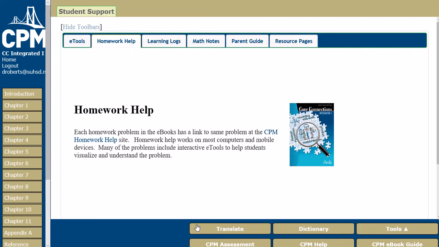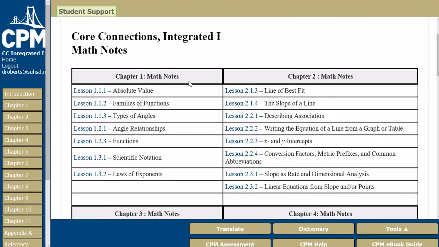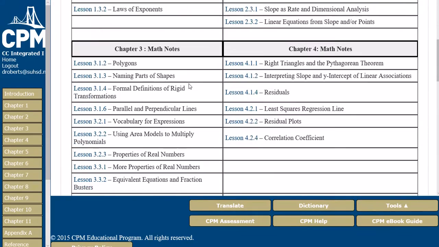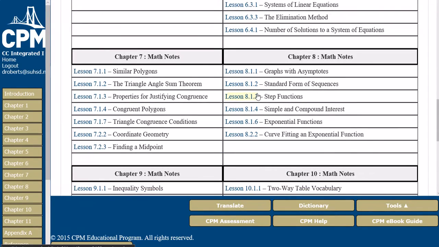Probably a better thing to be aware of, especially for parents wishing to help, or if you have a paid tutor or someone that's coming in and helping you figure out things, is the Math Notes tab. This is organized according to all of the different chapters, and in each chapter, anytime one of the sections pops up with something that says Math Notes, they're listed here.